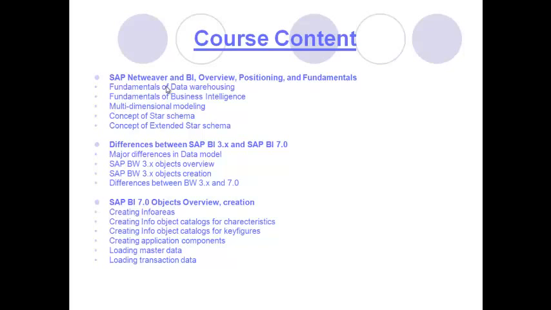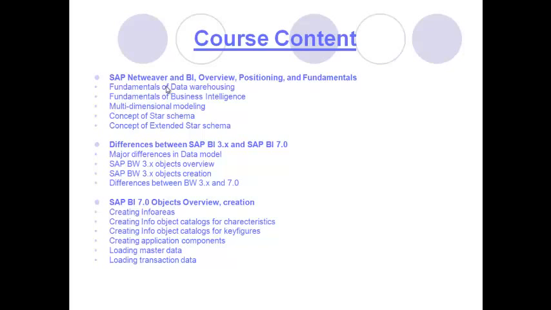BW 3.x objects and overview. BW 3.x is still very important because in the data flow of BW it is very easy for the extraction when there is a business content. Hierarchies are not available in the 7.0 version, so that makes BW 3.x very important.